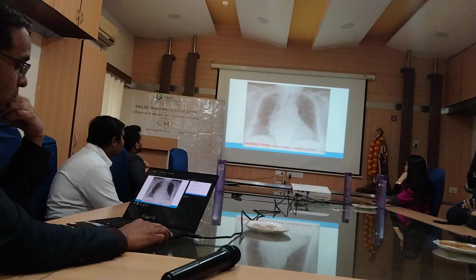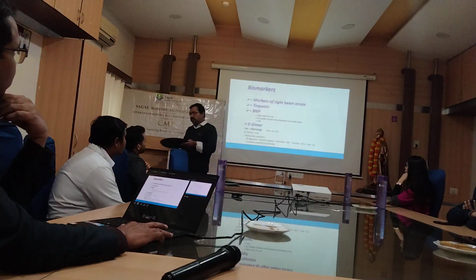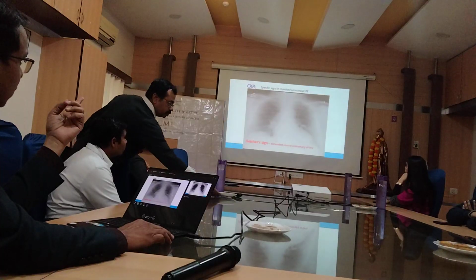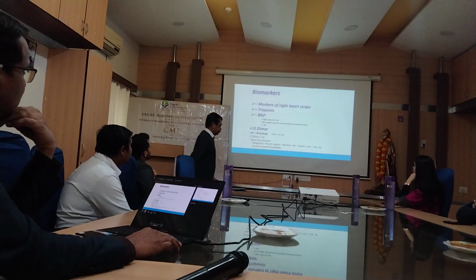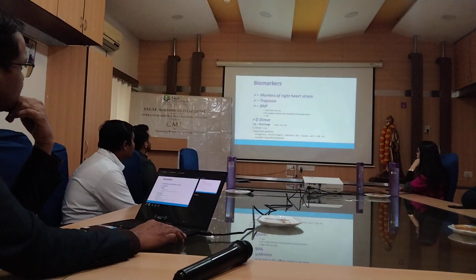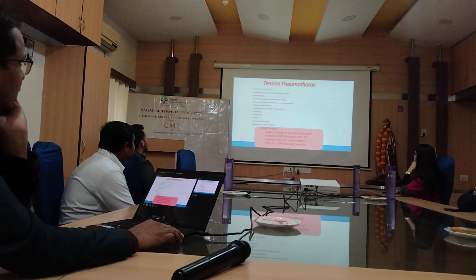Chest X-ray in these patients may show a dilated main pulmonary artery. Like in this patient, the pulmonary artery is dilated on both sides. D-dimer test is the lab test which we can get in these patients. Otherwise, diagnostic is the CT pulmonary angiogram.